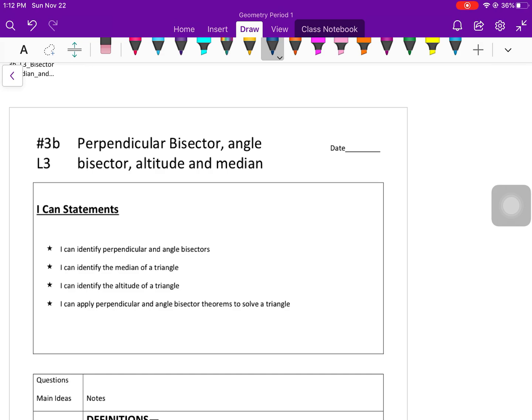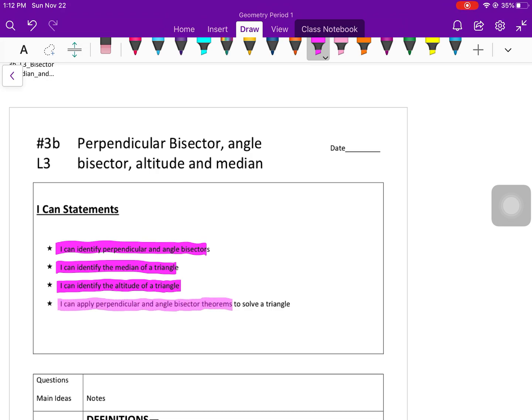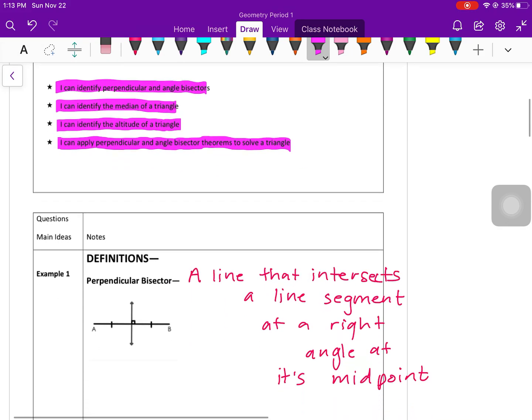We're going to do a lot of pause and stop so I can try to keep this video as short as possible. I've written down the definitions, so when we get to one, you can pause it, write the definition down, and then continue on. We're going to identify our perpendicular and angle bisectors, the median of a triangle, which is a new statement, the altitude of a triangle, which is new, and then we'll apply everything that we learned into solving a triangle.